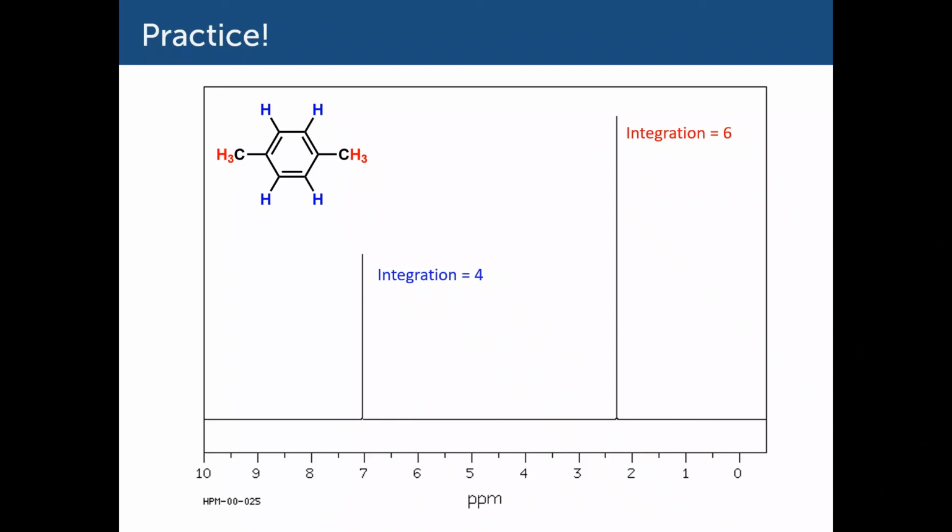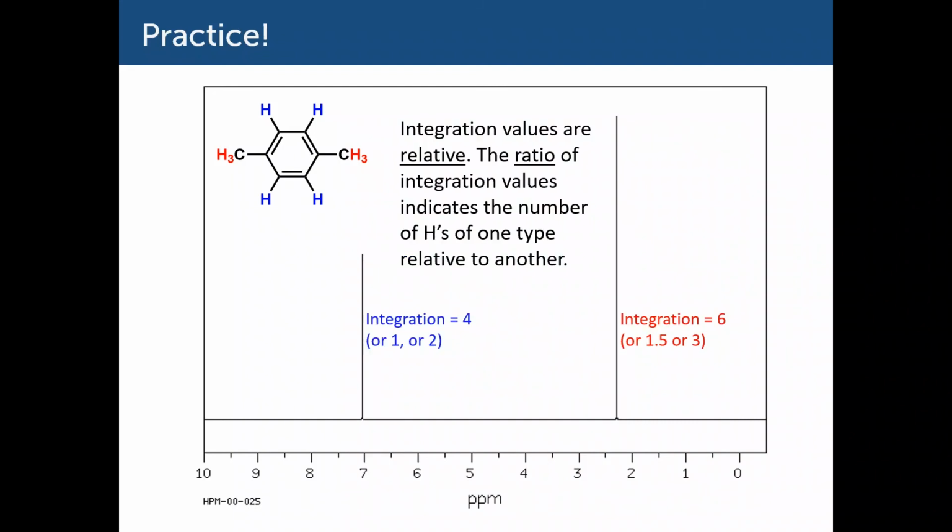If we actually calculate the integration values, we find what we predicted. The integration for the signal in the aromatic region is 4. The integration for the signal in the alkane region is 6. But those numbers may be reported differently. Integration values are always relative. And it's really the ratio of integration values that indicates physical meaning, right? So we know that we've got 4 aromatic hydrogens for every 6 alkane hydrogens, but we could express that ratio 4 to 6 in different ways, right?